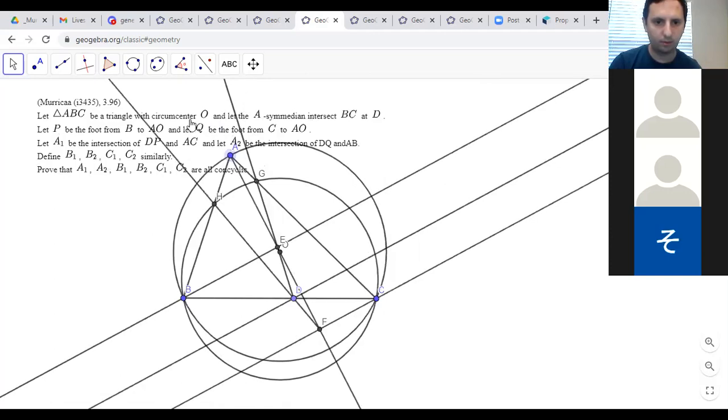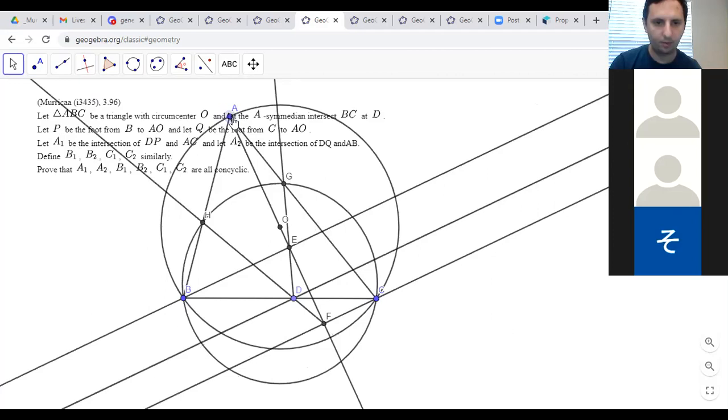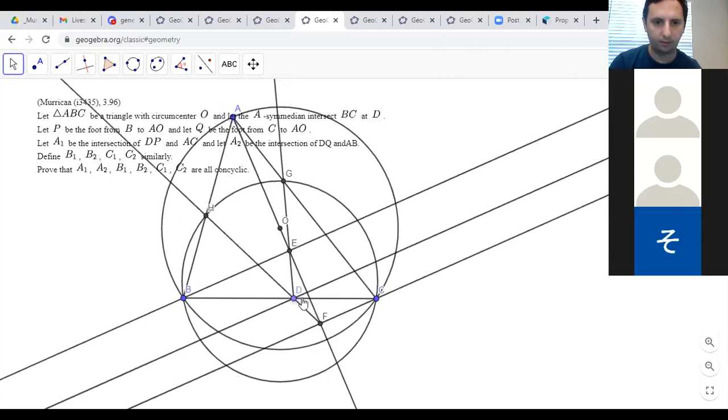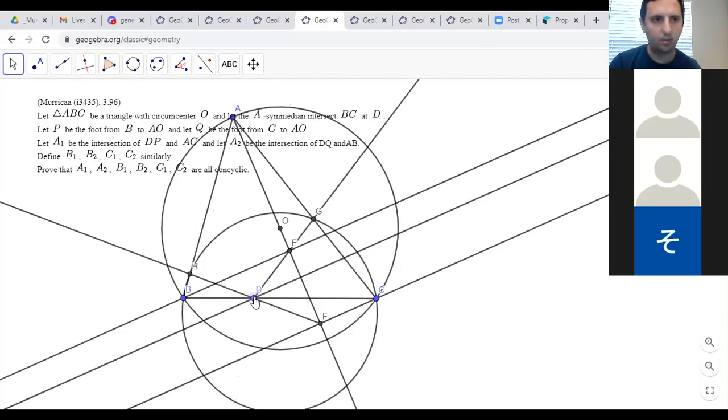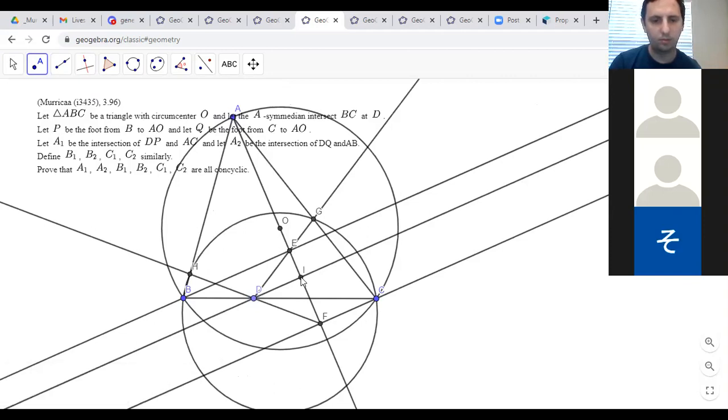Does it bisect EF? Not necessarily, because if you have it like this, it's not going to. Can you name the intersection of EF and the D altitude? This? Yeah, maybe we can use ratios because proving HG is perpendicular to AO is enough. Yeah.